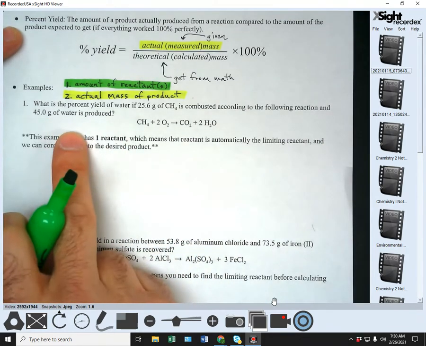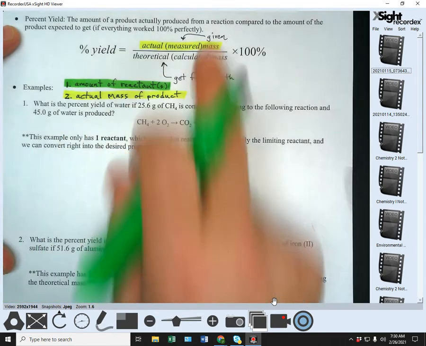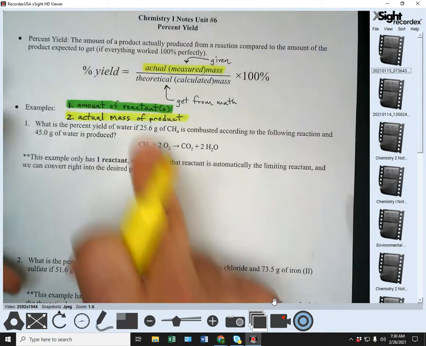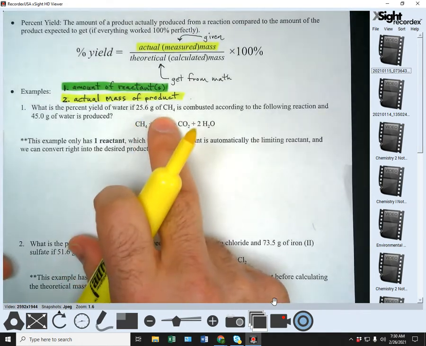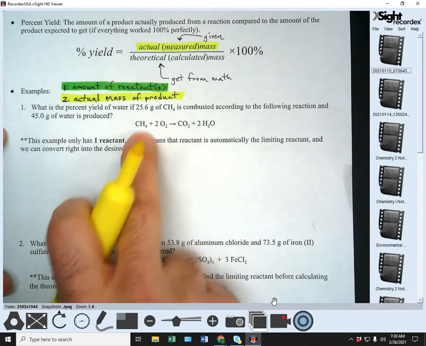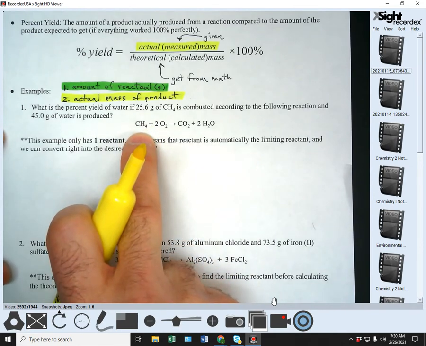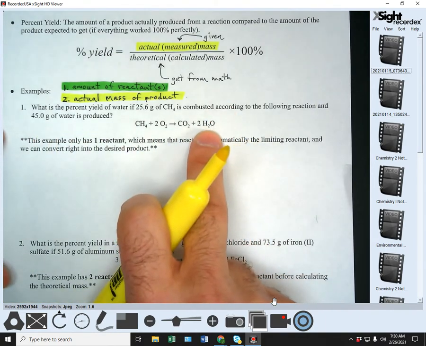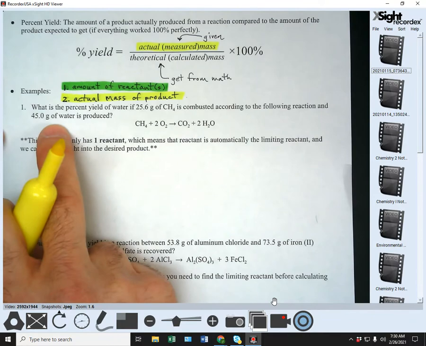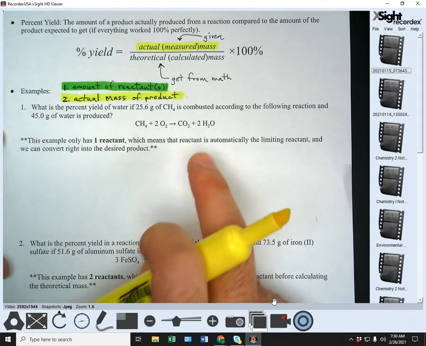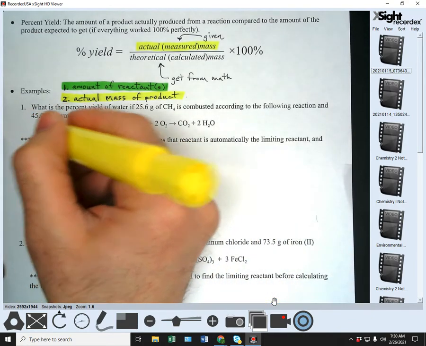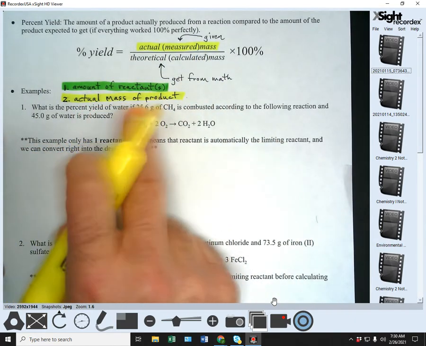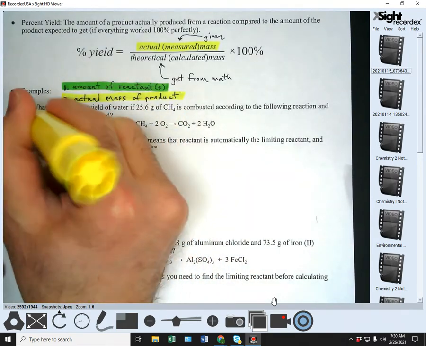So I already told you the 45 grams of water is the actual. How do we know that? Well, if we look at the things that we're given here, 25.6 grams of CH4, that's CH4 over here on the left side. That means it has to be a reactant. 45.0 grams of water is over here, meaning it's a product. This is the only thing that they're giving us an amount of a product, which means it has to be the actual mass. The actual mass is the actual mass of a product. That has to be on the right side of the equation.